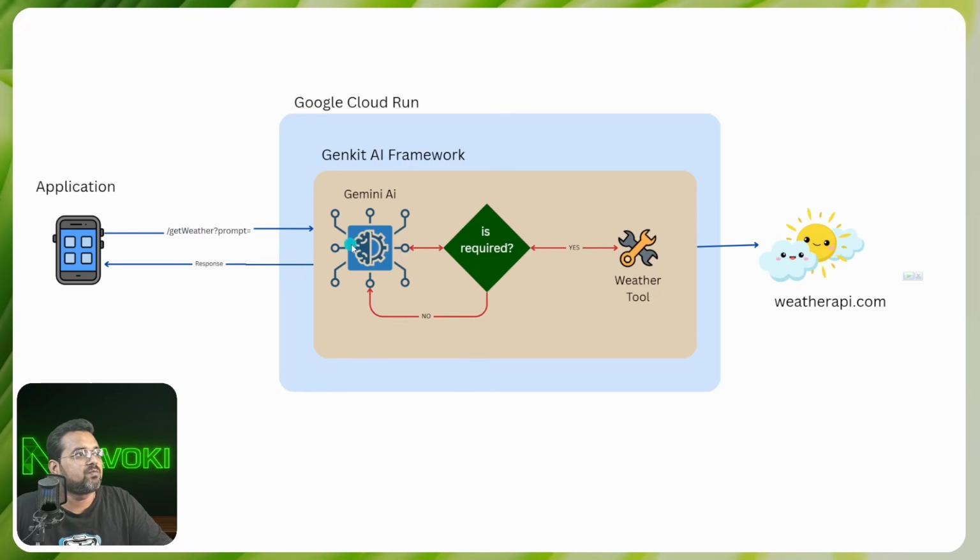When a prompt is inserted to the Gemini model, it will check whether a tool needs to be executed or not. That means a weather tool. If yes, it will fetch the latest information for that city from weatherapi.com, and return the result back to the user interface.